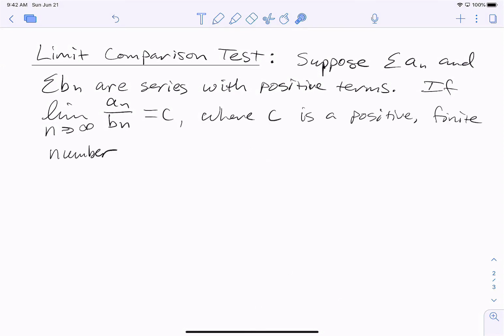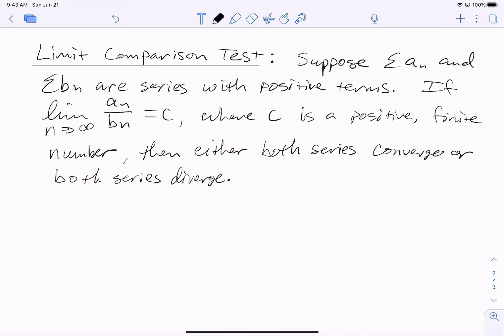I'm going to pause right there. Positive means it's not zero. Finite means the answer is not infinity. So if the limit of the ratio a sub n over b sub n is equal to a positive finite number, then either both series converge or both series diverge. We'll prove this and then we'll get to some exercises.